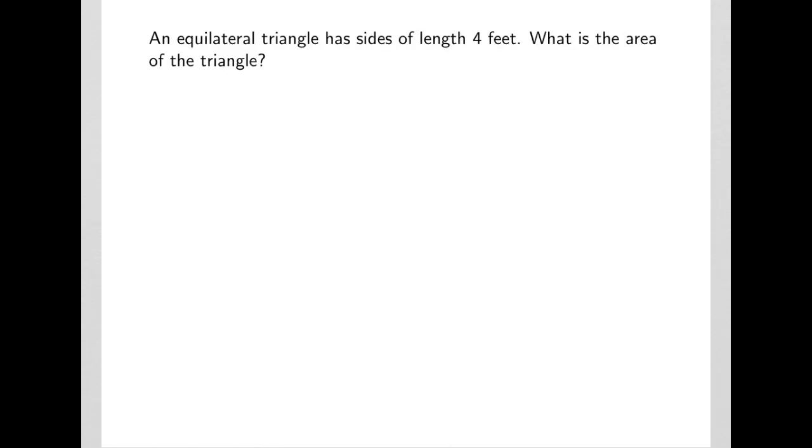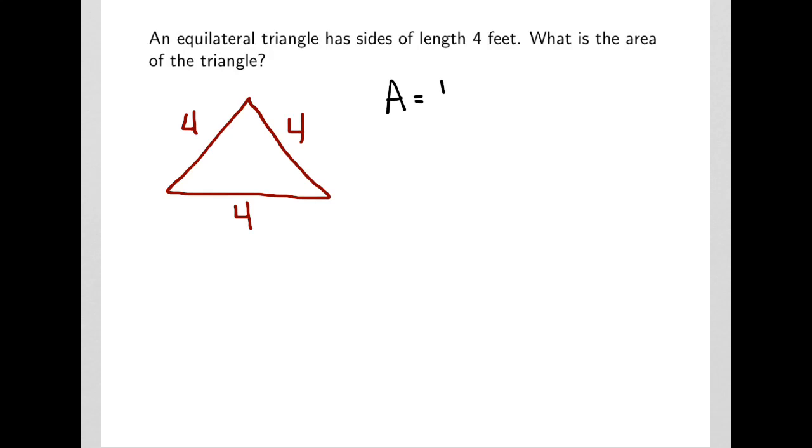The last problem in this section says we have an equilateral triangle with sides of length 4 feet. And our question is, what is the area of the triangle? If I were to draw a picture, I've got a triangle that's equilateral and each side is 4 feet. We want to find the area of the triangle. We need to start by remembering that the area of a triangle is 1/2 the base times the height.